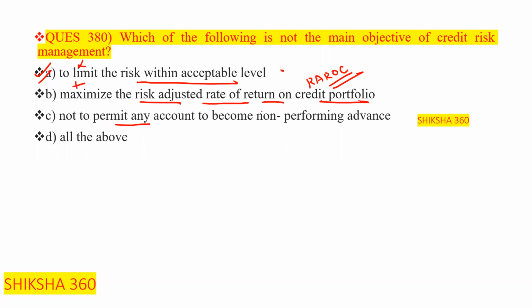Not to permit any account to become a non-performing asset. Clear? So this one is the answer here. Option number C is the answer here. Okay. Now move to the next one.